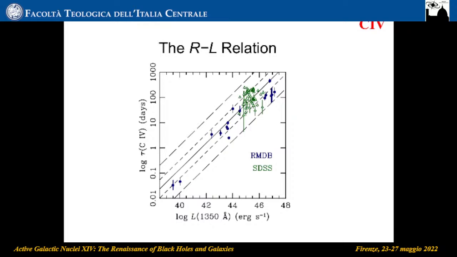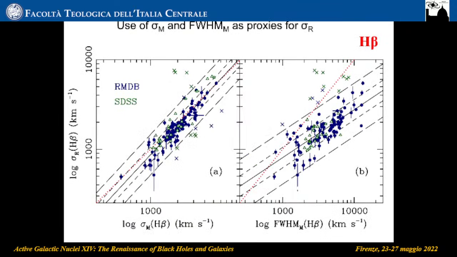Thanks to this, we were able also to go ahead by using a catalog of the best available database of reverberation mapping masses and also data from the Sloan Digital Sky Survey reverberation mapping project. We were able to see that it is possible to get single epoch spectral mass estimates thanks also to this radius luminosity relation for carbon 4. As the line width, we also show that we can use the velocity dispersion of the line width in the mean spectrum or in the single epoch spectrum, or the full width at half maximum as proxies for the sigma derived in the root mean square spectrum.